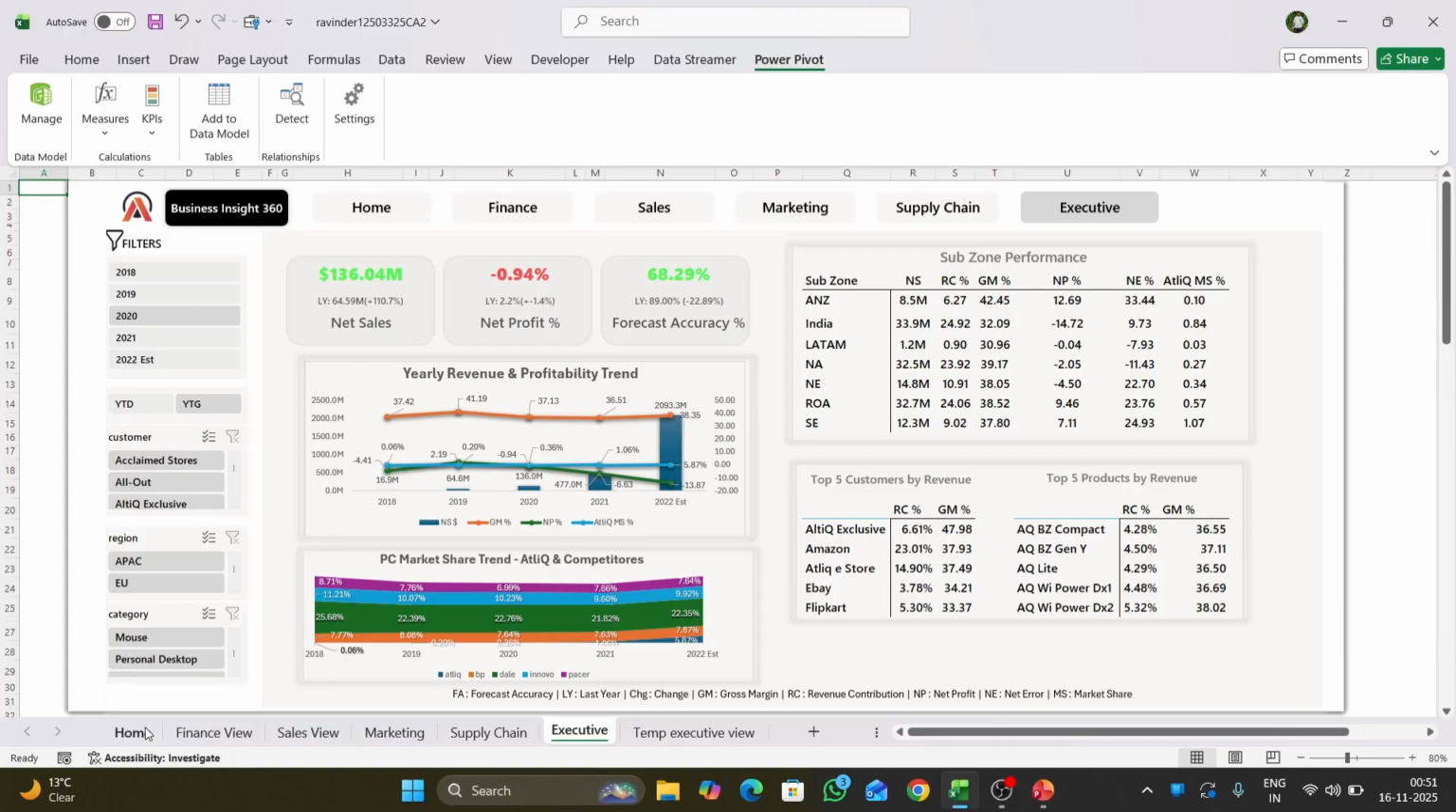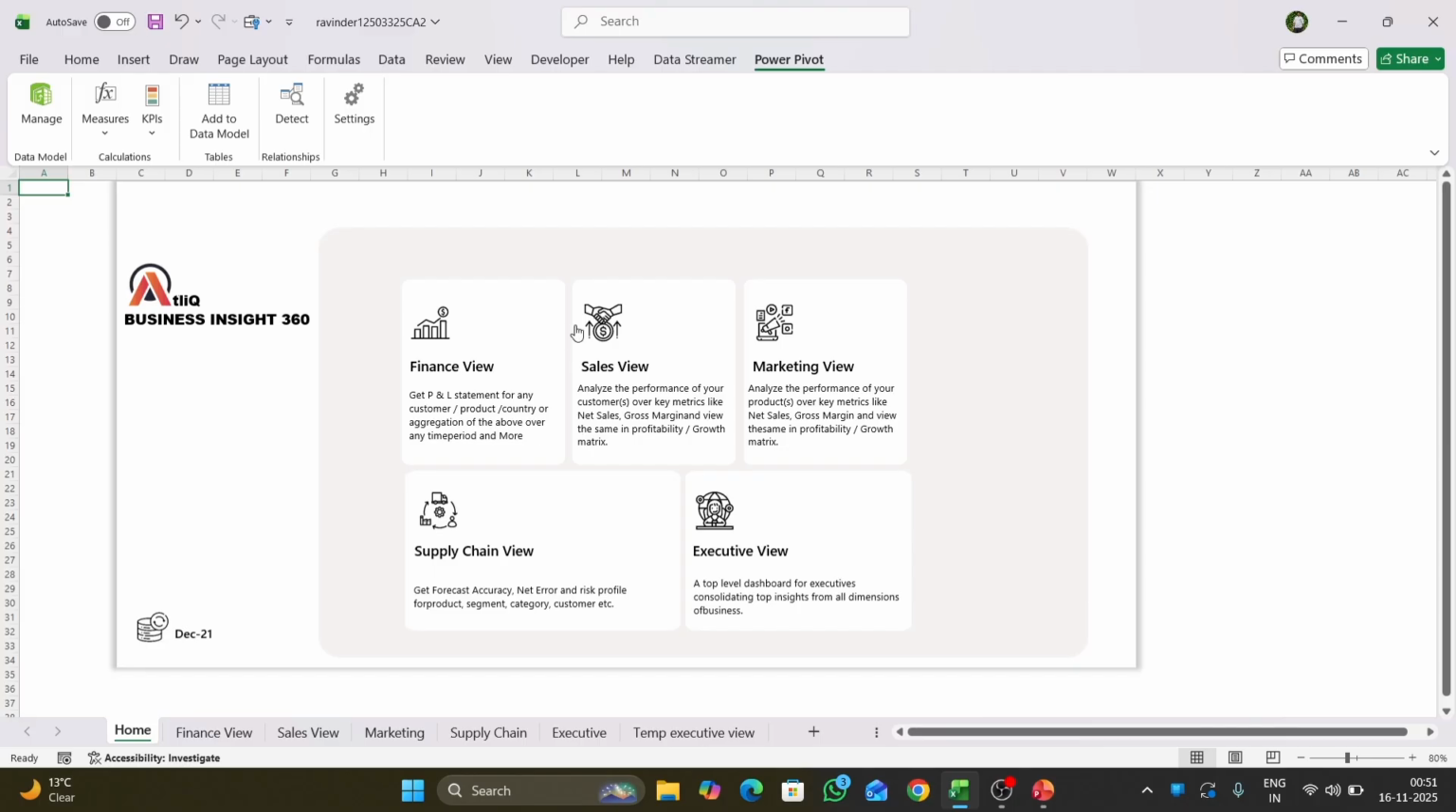And to conclude, the AtliQ Business Insight 360 dashboard provides a complete analytic ecosystem that supports strategic decision making. It simplifies financial evaluation, enables market and sales insights, optimizes supply chain planning, and presents a unified executive level view of the organization. This dashboard can be extended in the future with real-time data integration, predictive analytics and automatic reporting.